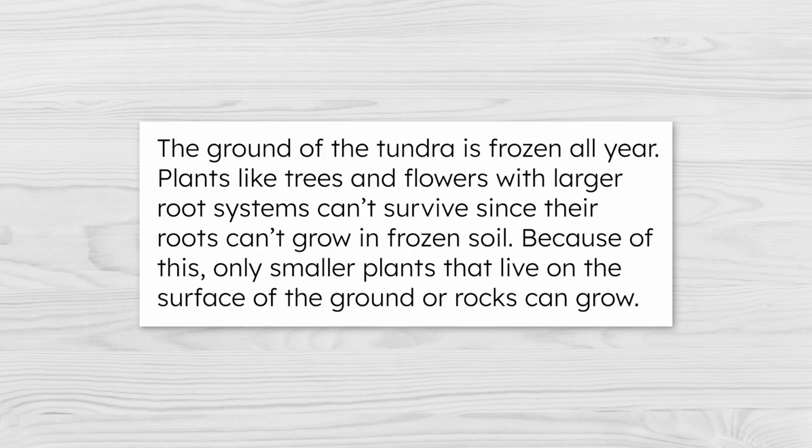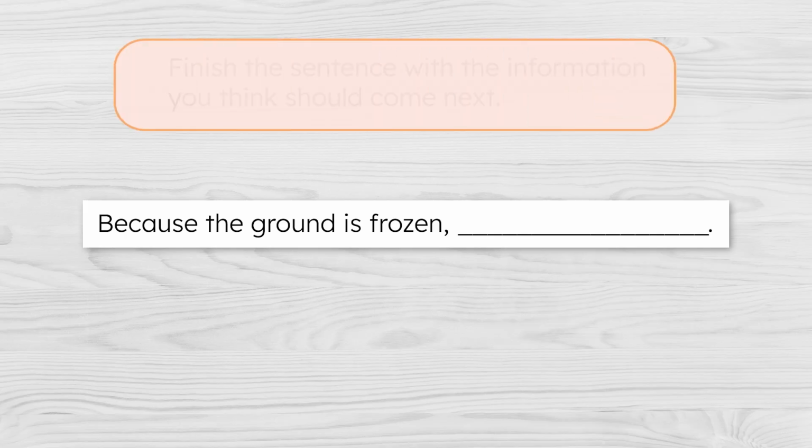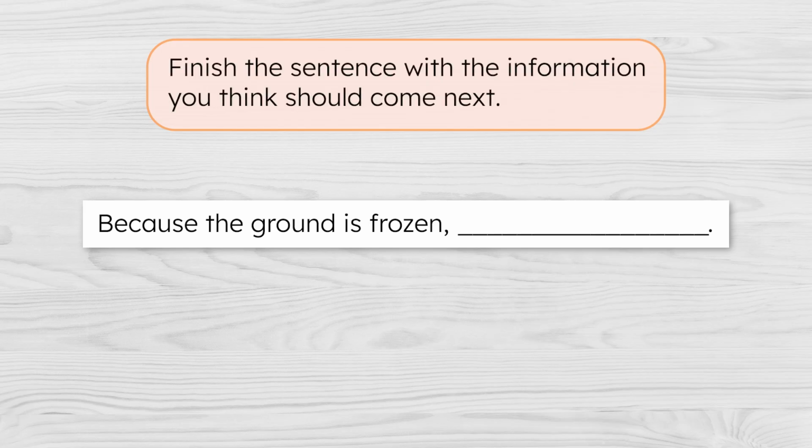Since I'm explaining why plants won't grow, I need to include that the ground is frozen. I think it would also help to describe the plants that do live there so my readers have clear information. I'll start with, because the ground is frozen. What do you think should come next? Pause here to record how you would finish the sentence.